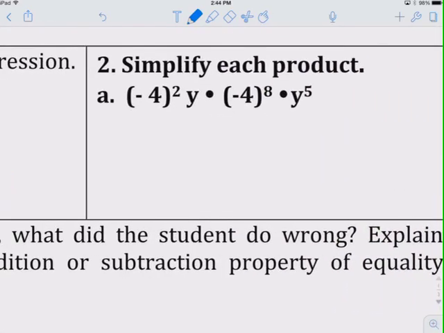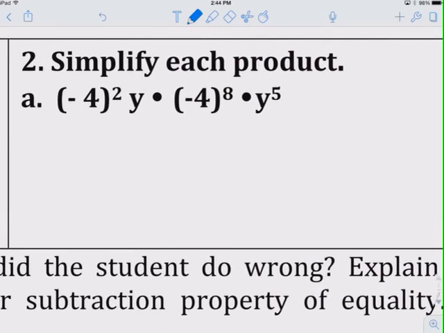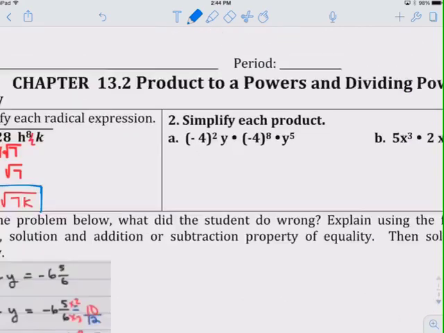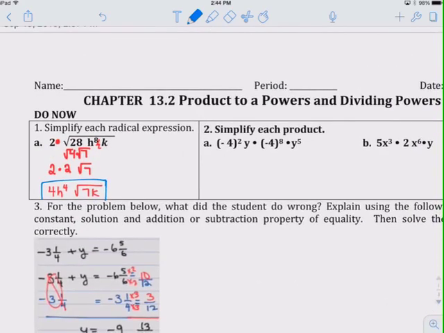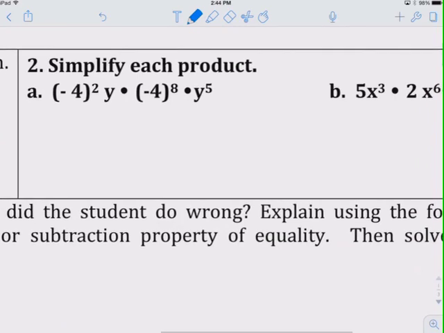How about this one here? That's the second one on the worksheet. So the ones with the same base, I'm going to color code them. That's the same base, right? So we get -4 squared and -4 to the 8, right? We don't want to write -4 to the 8 again, do we? We know we're going to add them, right?